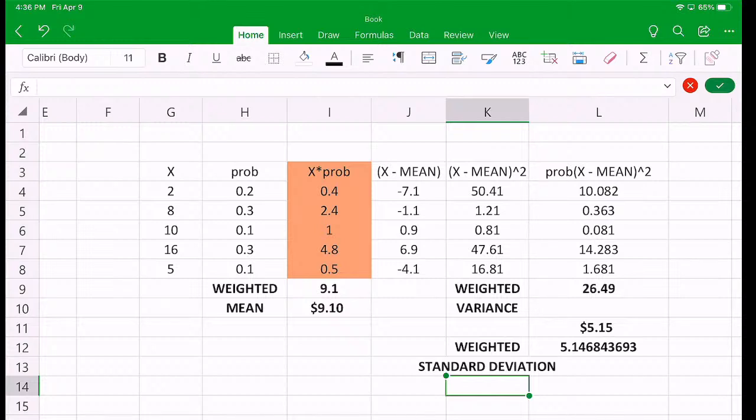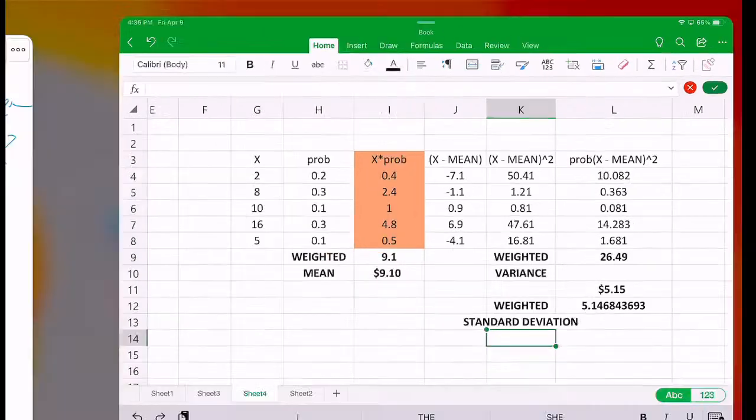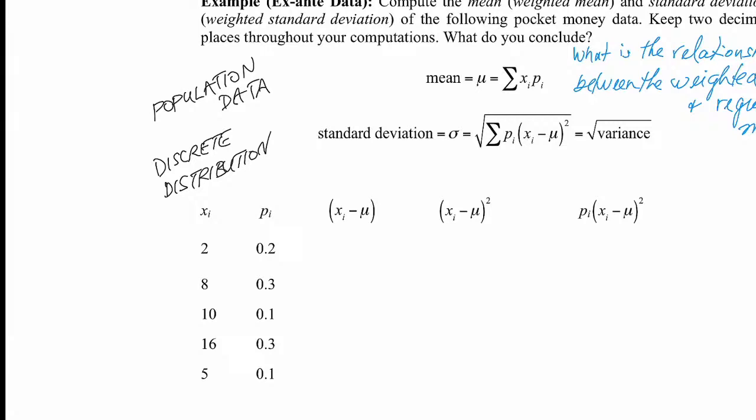So when I tell you I've given you ex ante data and I give it to you with different probabilities of likelihood, I am giving you a distribution that you need to use to estimate weighted mean and weighted standard deviation. So all those numbers could go here.